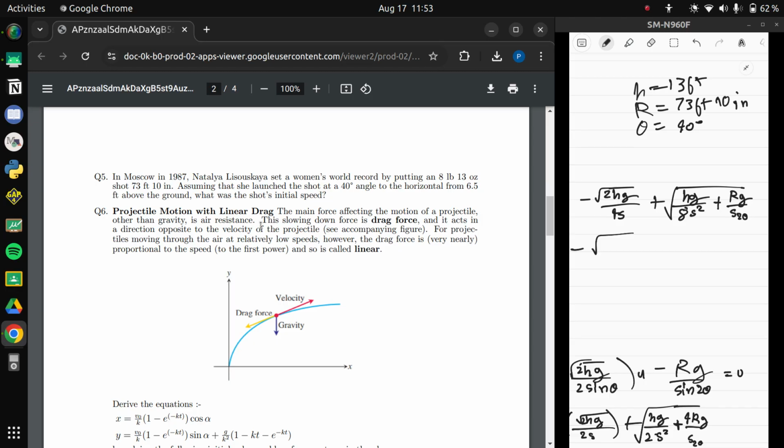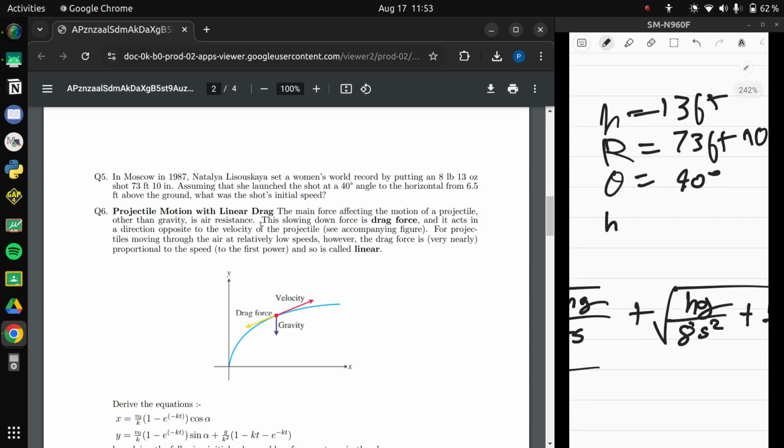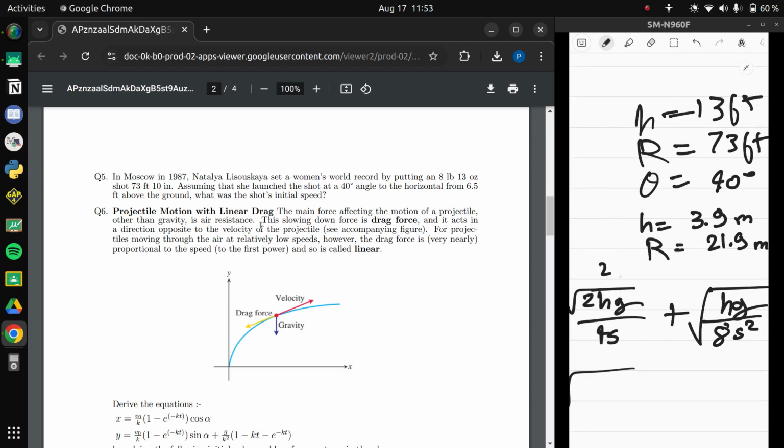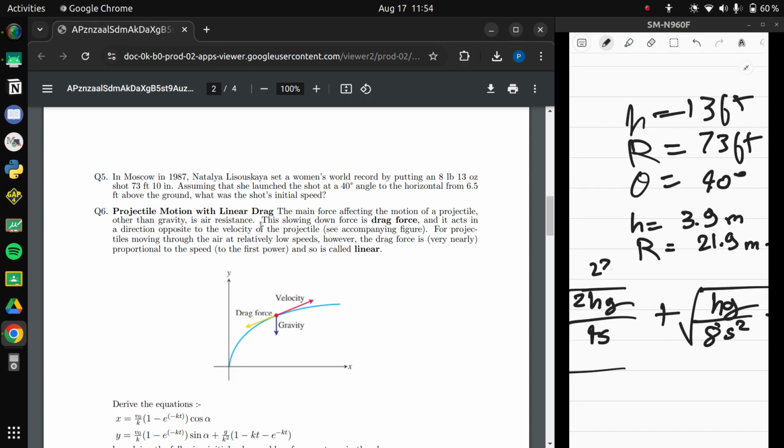I guess the best way is just to convert everything to meters. So h would be something like 13 times 0.3, which is like 3.9 meters. R would just be 73 feet and 10 inches. So that comes to something like 21.9 meters plus this 10 inches in meters, right? So I think 30 inches is 1 meter, so it's like this upon 30. So 1 by 3, so it's like 0.3 approximately. So 0.33 is better. So something like 22.23, right? 22.23.